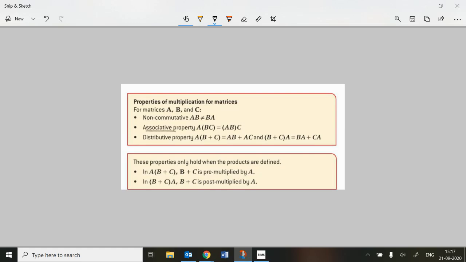Now, associative means you can bracket things up in a different way. So for example, if I did 2 times 3 times 4, I could either do the 2 times 3 first and then times 4, or I could do the 3 times 4 and then times 2. It wouldn't matter which way around I did that. So that's actually working with matrices here.